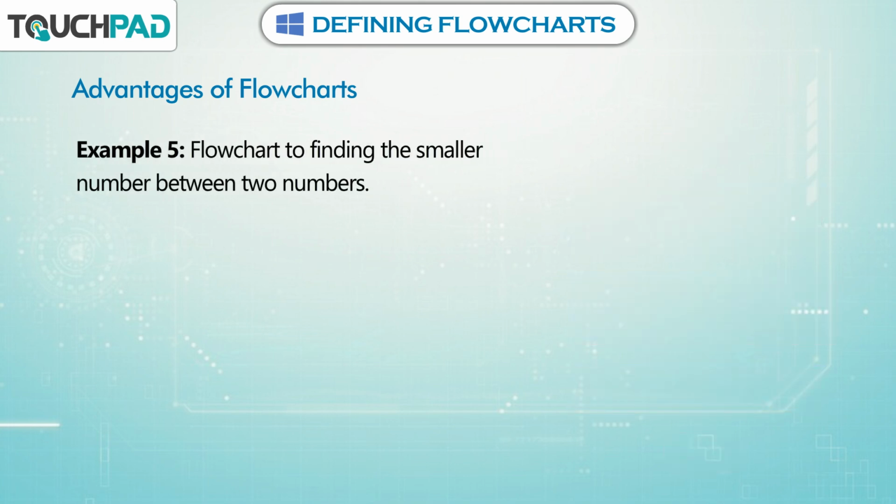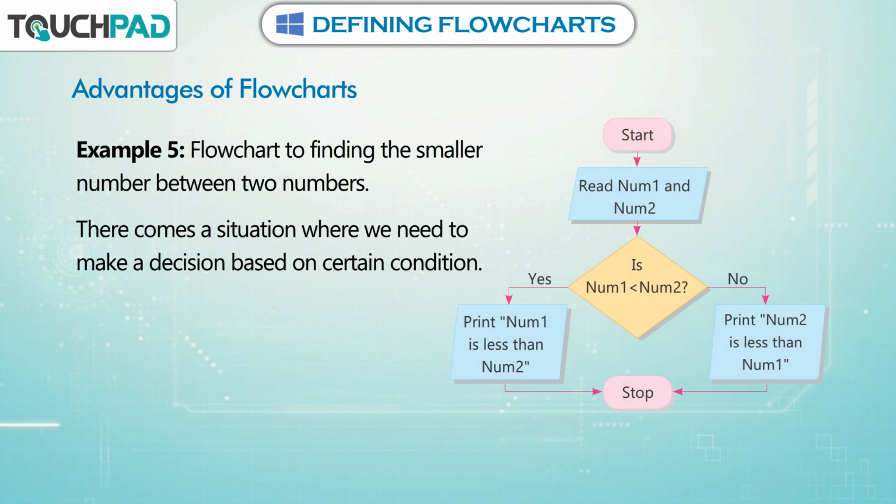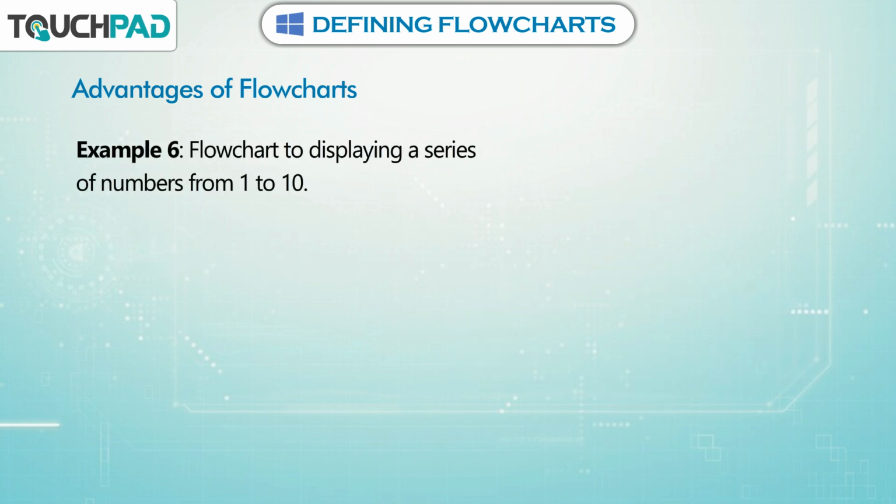Example 5. Flowchart to find the smaller number between two numbers. There comes a situation where we need to make a decision based on certain condition. Start. Read num1 and num2. Is num1 smaller than num2? Yes, print num1 is less than num2. If no, print num2 is less than num1 and then stop.